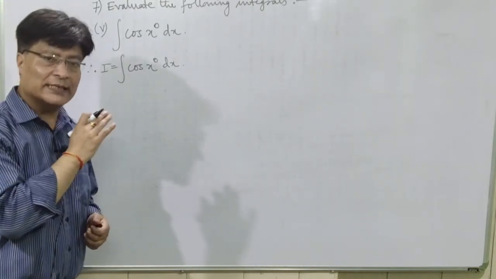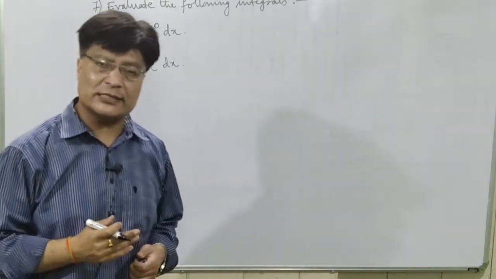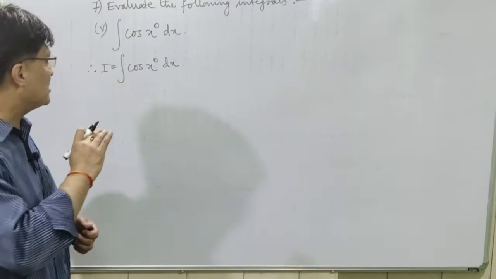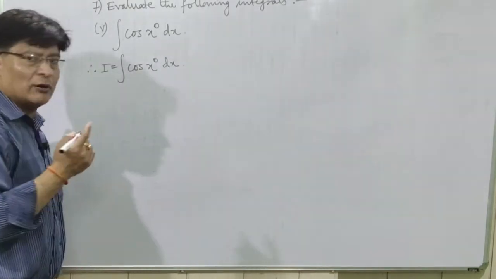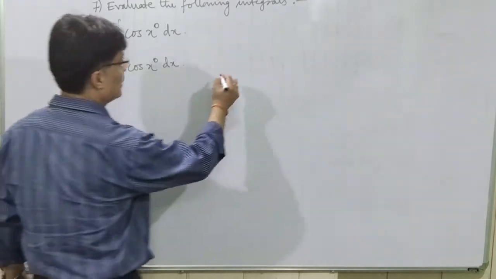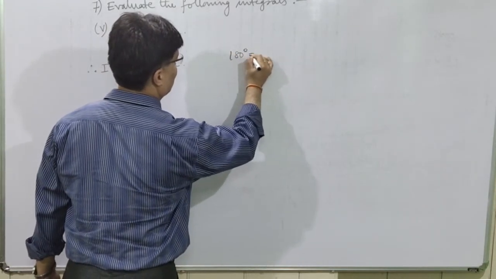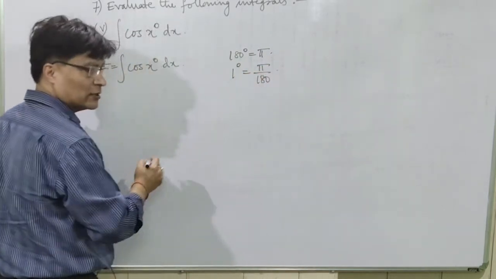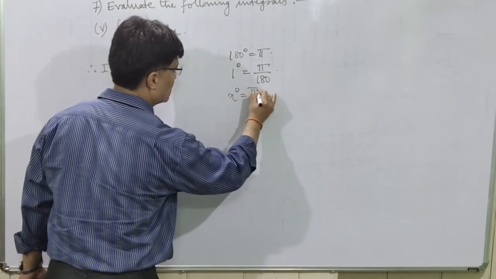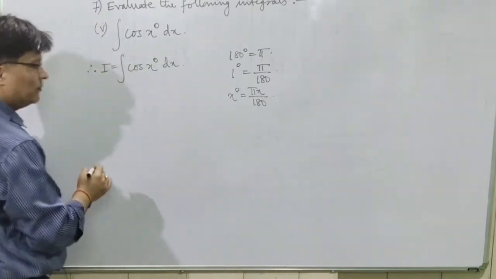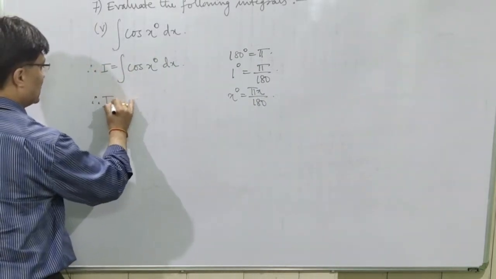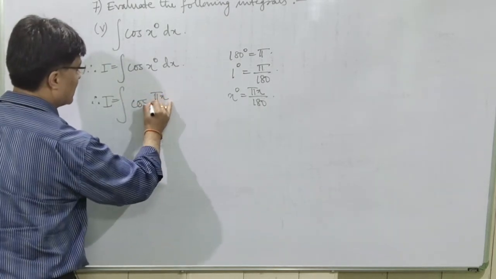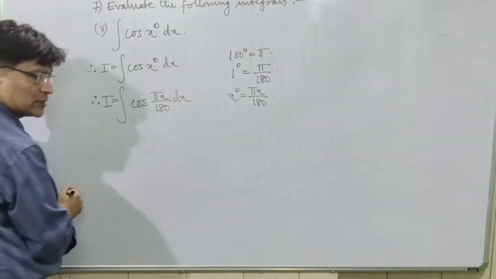In this case, this x degree is given in terms of sexagesimal system, and this sexagesimal system should be converted into circular measure. That is, this x degree can be converted into radians. So you know how to convert this degree into radians, isn't it? That is 180 degree is equal to pi. 1 degree is equal to pi by 180. Here unitary method is used. And x degree is equal to pi x by 180. So therefore here you can write I is equal to integration of cos of pi x by 180, then dx, right?